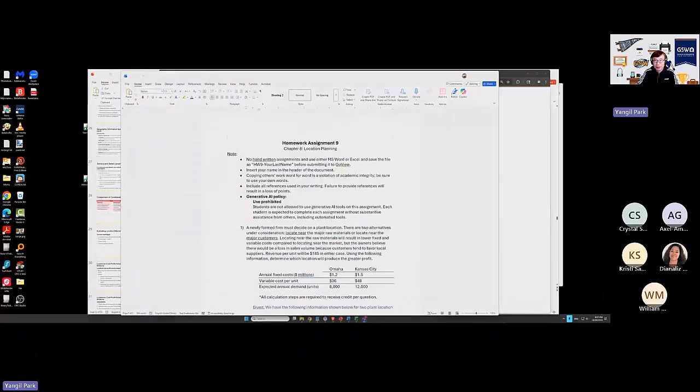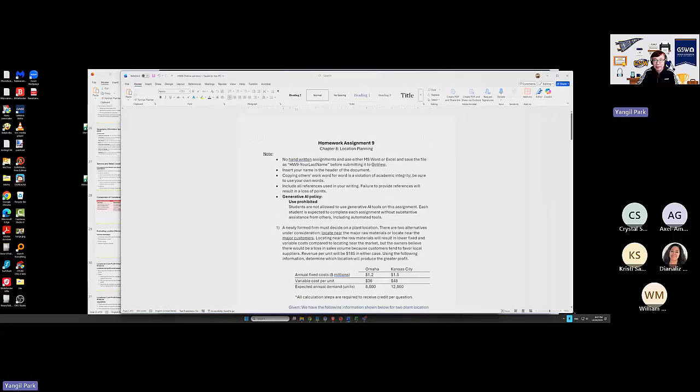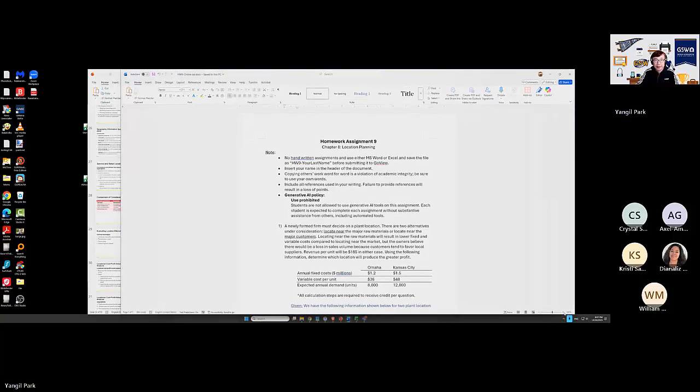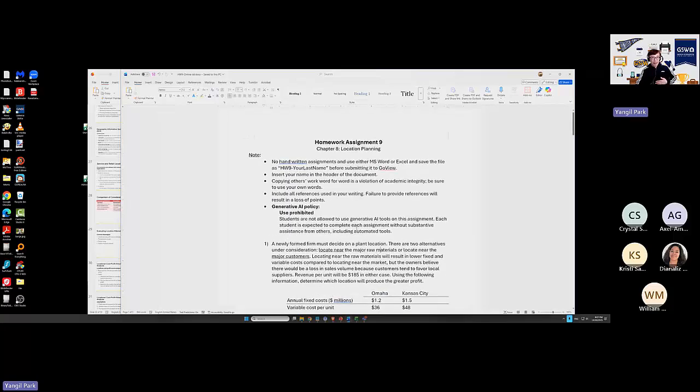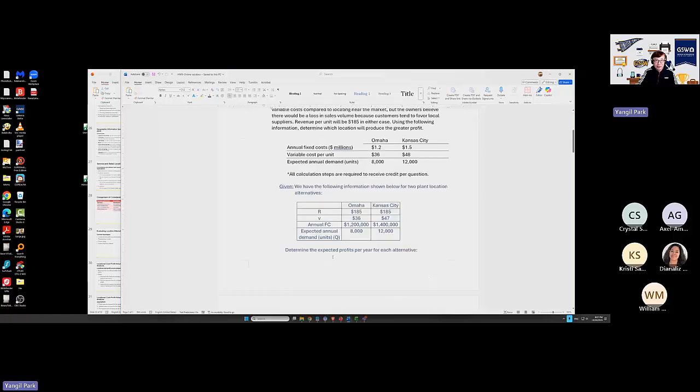All right, so it's chapter 8. It's location planning. Basically, we're trying to find the best location or a better location. The quantitative technique we're going to use is pretty much cost-benefit analysis, past cost benefit quantity. It's not only cost and benefit.